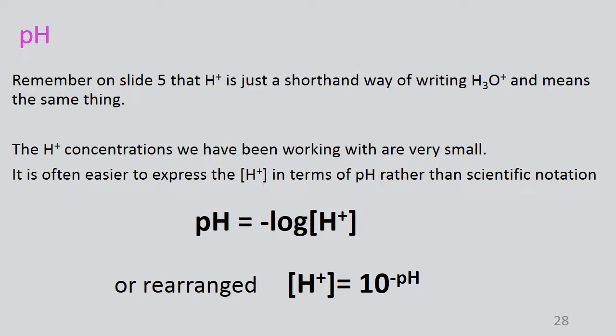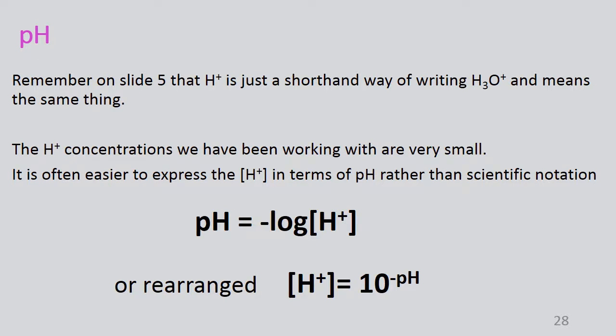All right, now you've probably all heard of pH. pH is another way of describing acids and bases. Keep in mind, remember that H plus is just a shorthand way of writing H3O plus, and so throughout the next few slides, we'll just be using H plus rather than H3O plus, but don't forget that it means the same thing. So H plus still stands for acid, H3O plus.